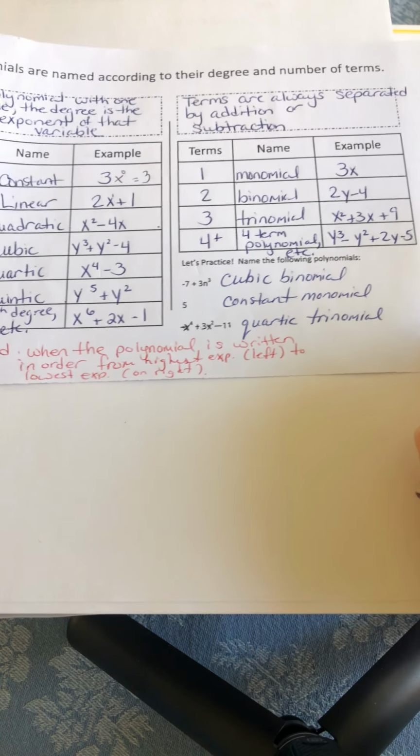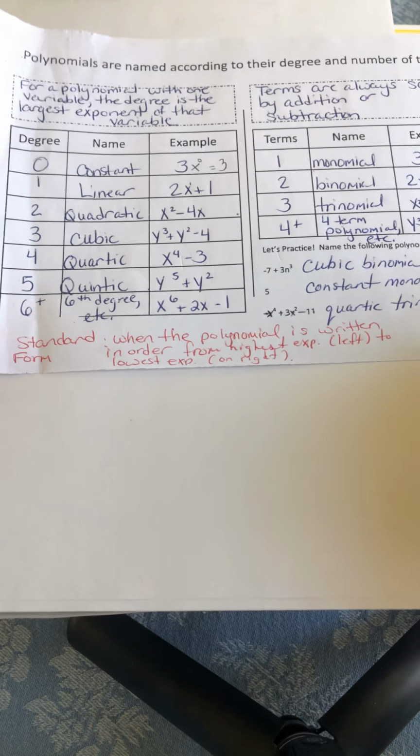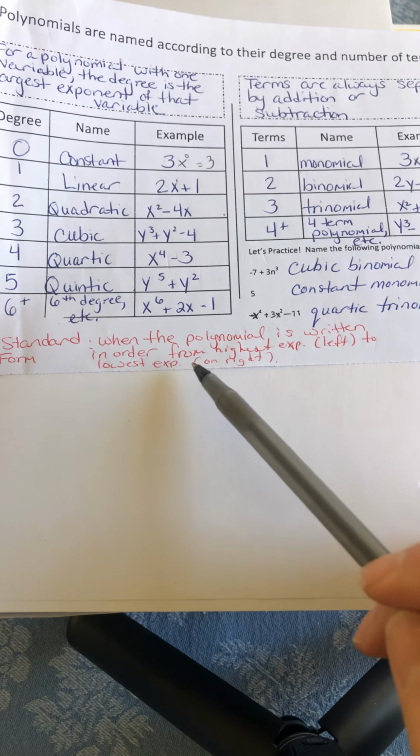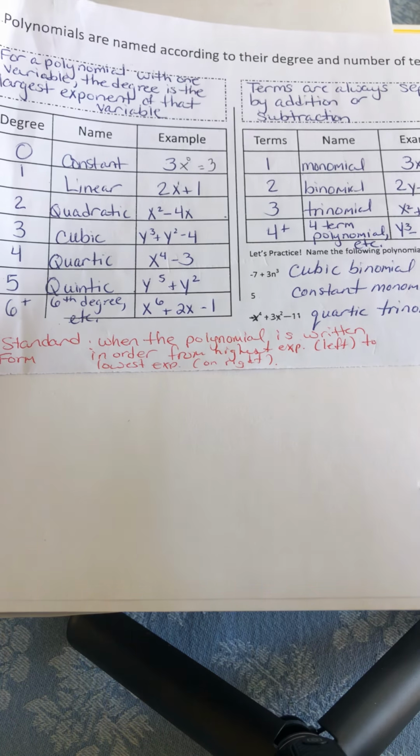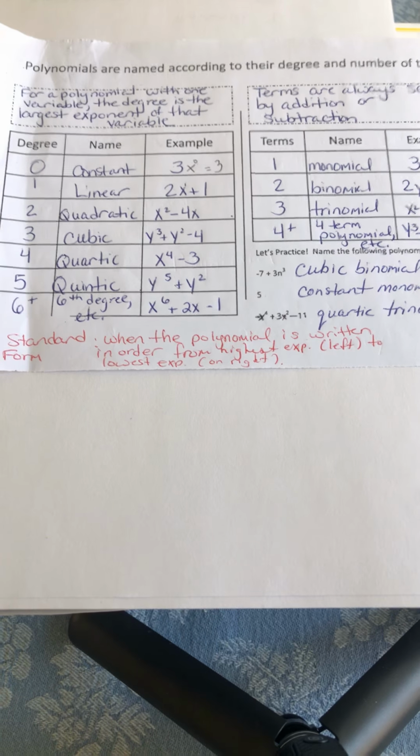So just to go over what we talked about for standard form here, when the polynomial is written in order from the highest exponent on the left to the lowest exponent on the right, we call that standard form. So that's it.